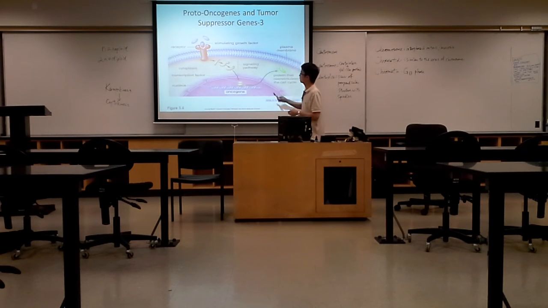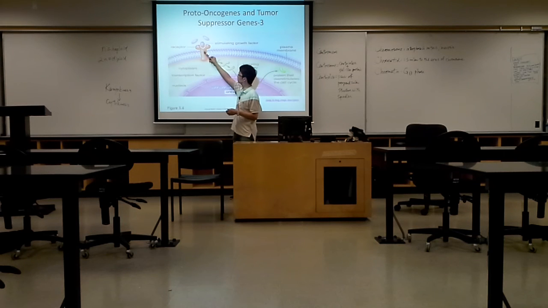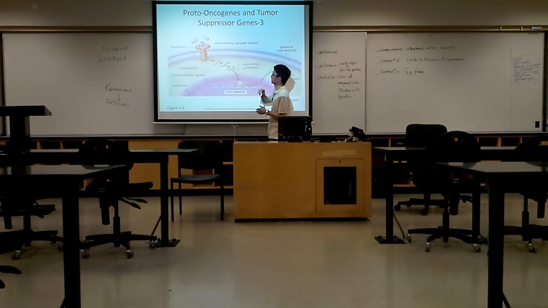So for example, when the stimulating growth factor binds to the receptor on the cell membrane, then this receptor will activate a signaling pathway, and the signaling pathway will activate the oncogene in the nucleus. When the oncogene in the nucleus is activated, what does it do? It makes protein that will stimulate the cell cycle, meaning the protein will tell the cell, okay, you better start to divide now.